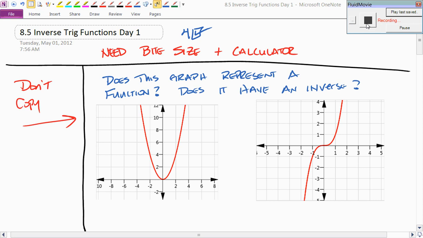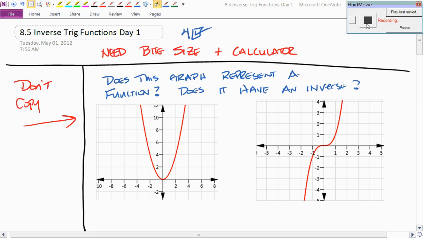Thumbs up, thumbs down, thumbs sideways. Okay, how can you tell by looking at a graph if it has an inverse? It has to pass the what? Horizontal line test. Does this pass the horizontal line test? No. So does it have an inverse? No, absolutely not. How about this one? Does this one have an inverse? Yes. Okay, so both are functions, agreed? But only one of them has an inverse, and we use the horizontal line test to tell right away.